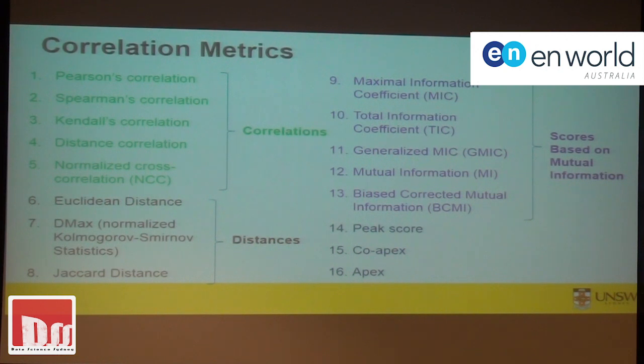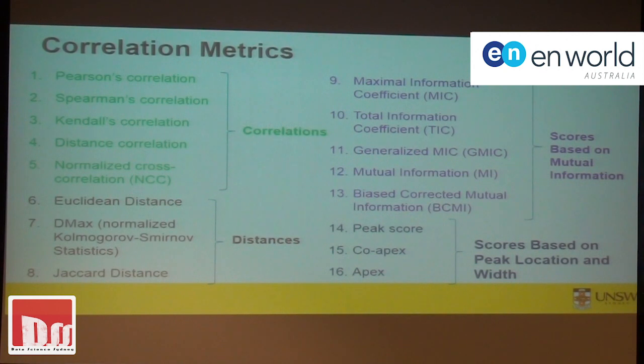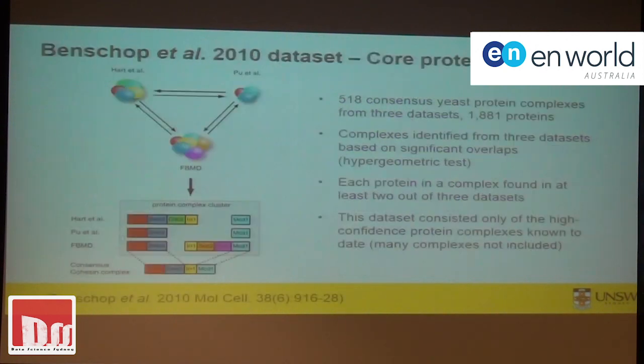We use mutual information-based metrics. We use these because they can find more complicated correlation patterns, such as parabolas, sine waves, and ellipses. But we don't know whether these correlation metrics will work for our data set, so we are trying these. And we also have scores based on peak location and width.